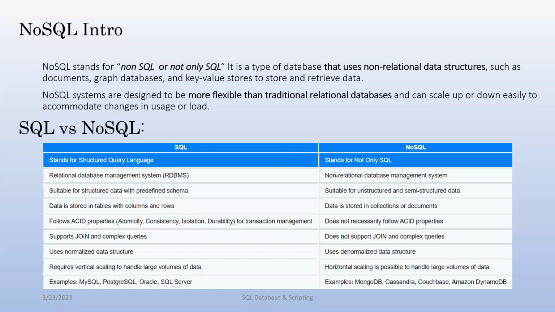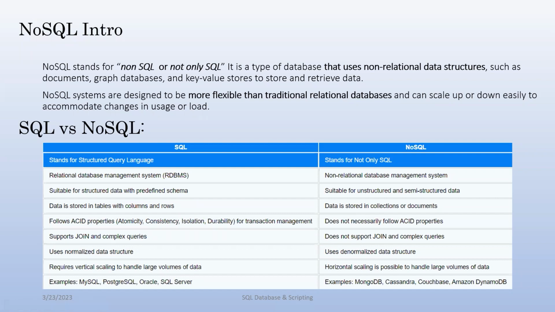NoSQL databases are designed to be more flexible than traditional databases and can scale up or down easily to accommodate changes. See here, the differences between SQL and NoSQL: this is relational database management, this is non-relational database management. In SQL, data is mainly stored in tabular form with columns and rows, as we already discussed. Here there is no table concept and column concept. The data is stored in collections or documents, right? So here JSON and complex queries we can handle. JSON is a kind of data type.